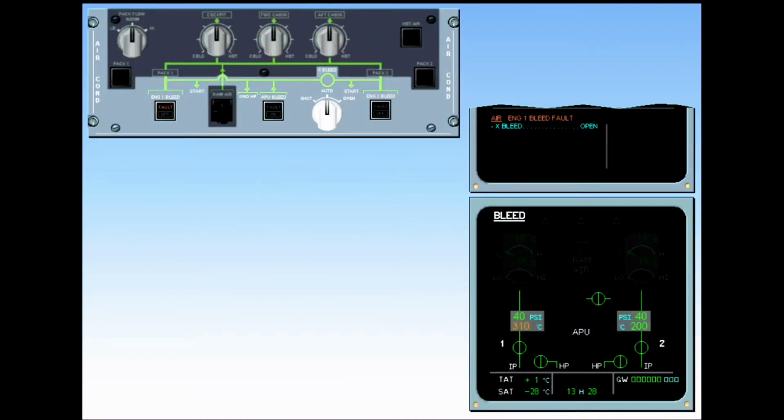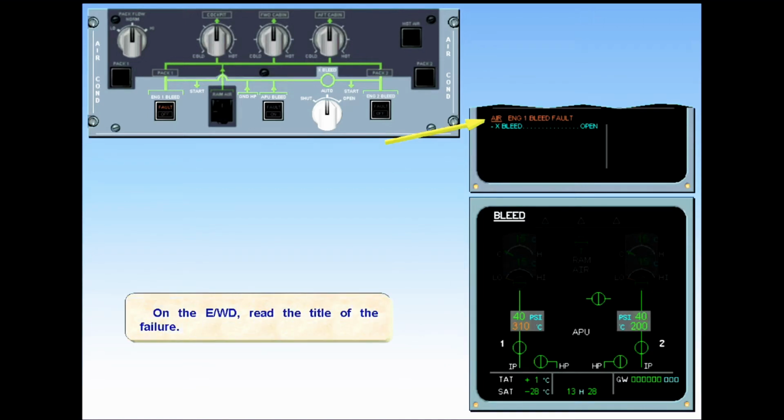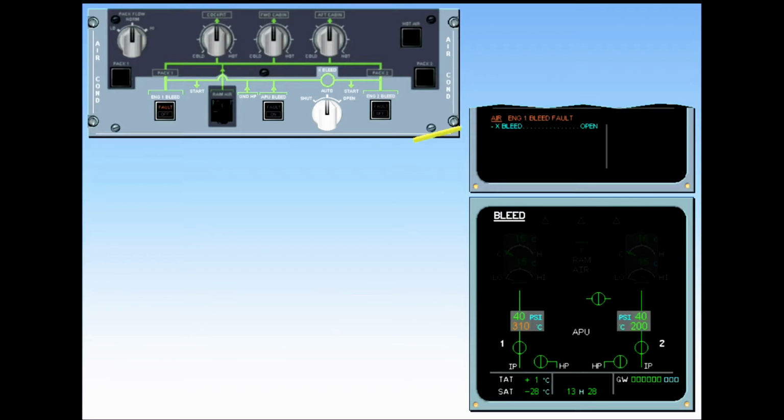On the engine warning display, read the title of the failure. The engine 1 bleed system has failed. On the bleed system page, which has been called automatically, the bleed air temperature is displayed amber because it is abnormally high. The amber fault light on the engine 1 bleed push-button switch confirms the failure.